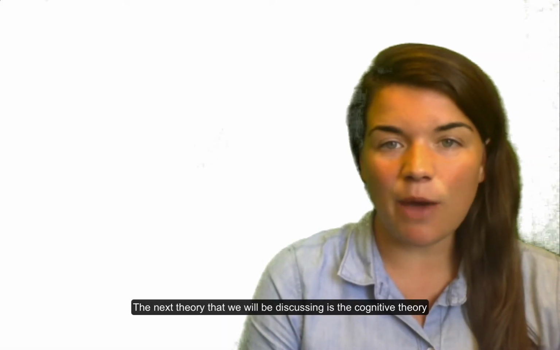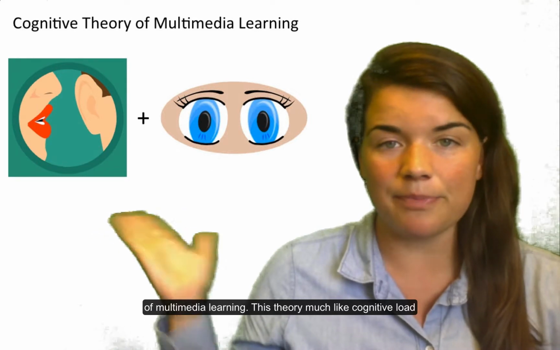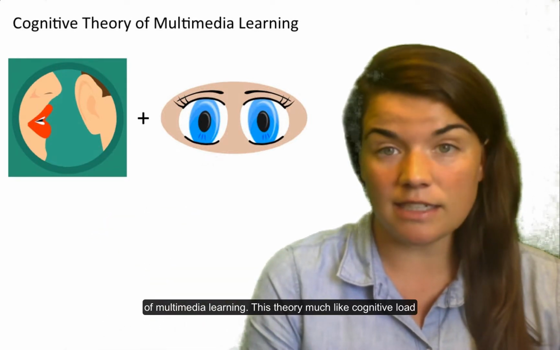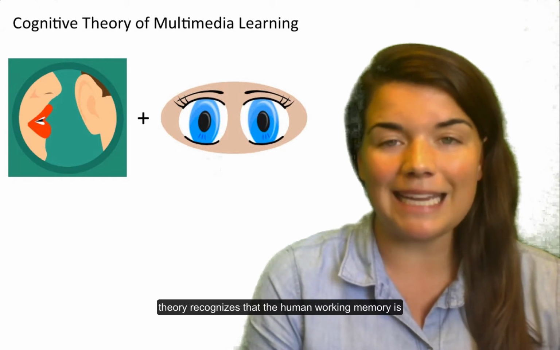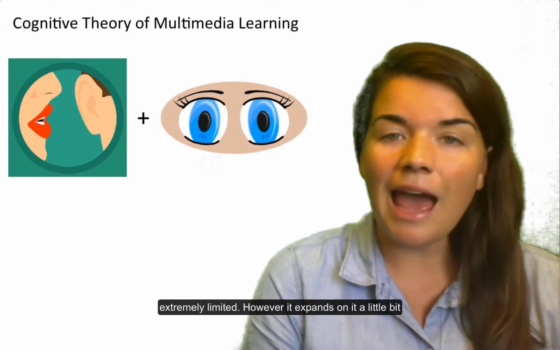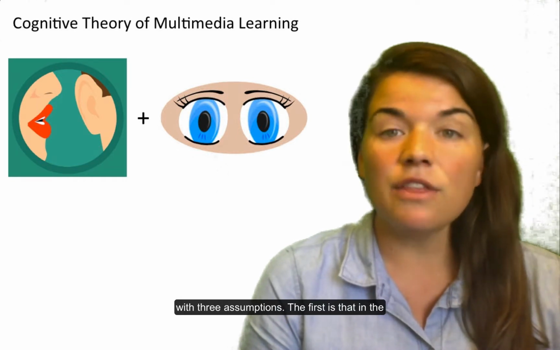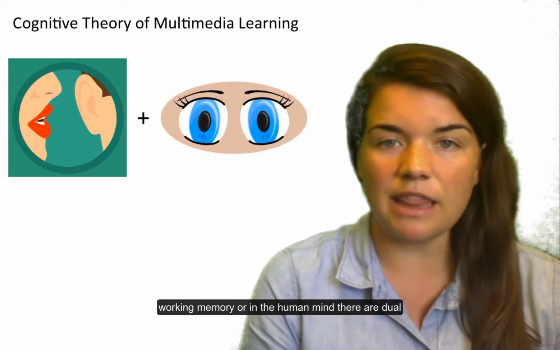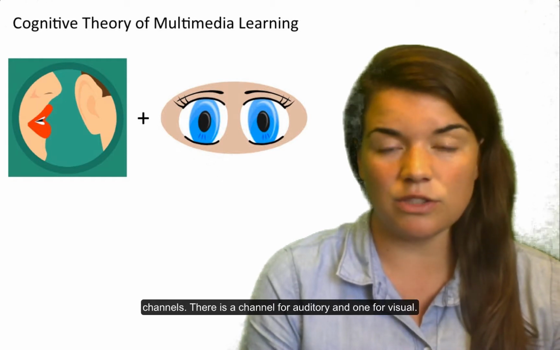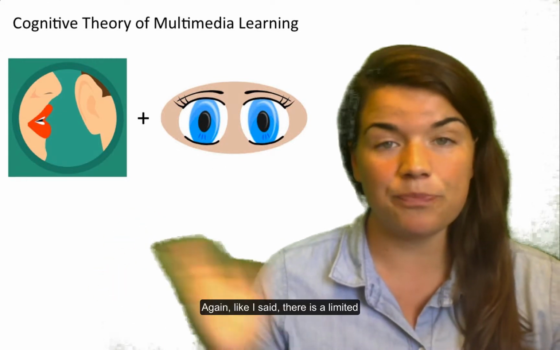The next theory that we will be discussing is the cognitive theory of multimedia learning. This theory, much like cognitive load theory, recognizes that the human working memory is extremely limited. However, it expands on it a little bit with 3 assumptions. The first is that in the working memory or in the human mind, there are dual channels. There is a channel for auditory and one for visual.